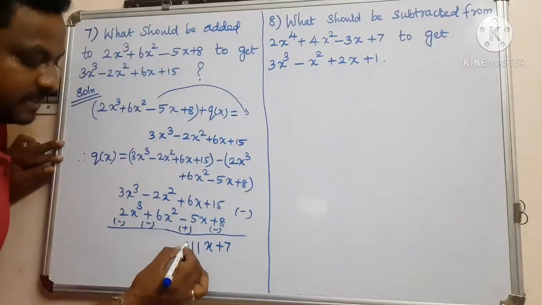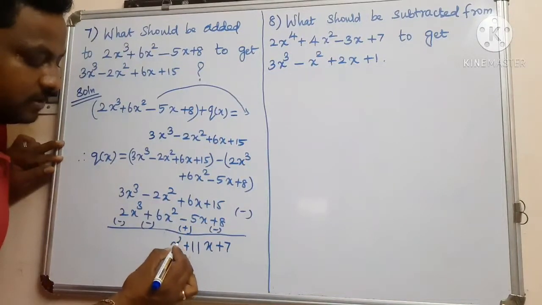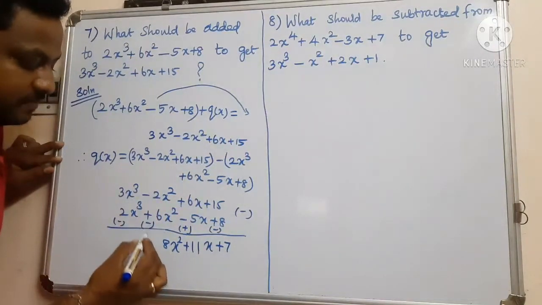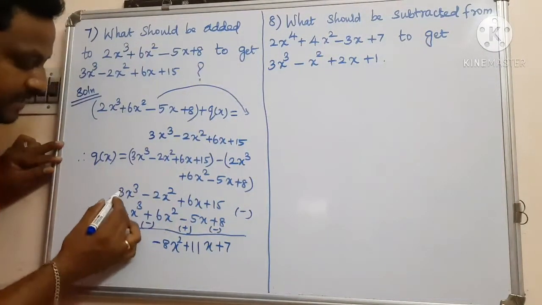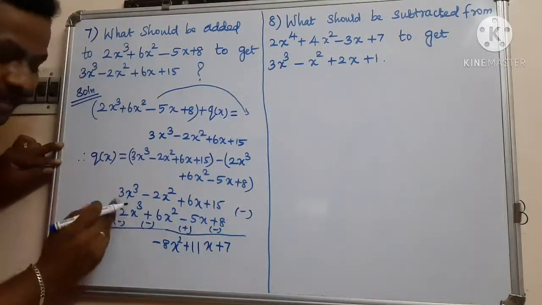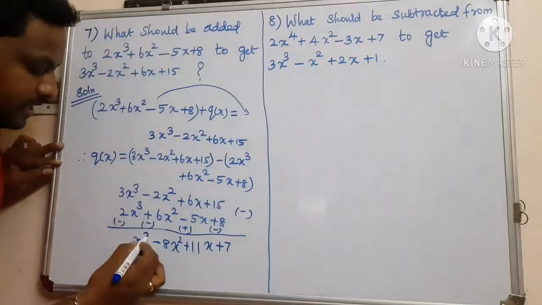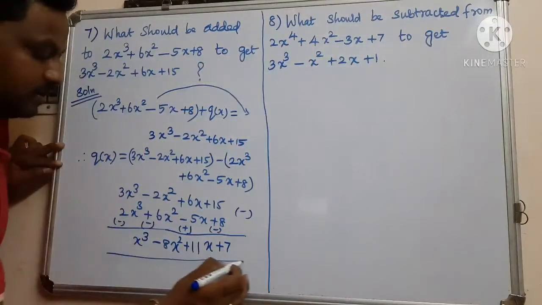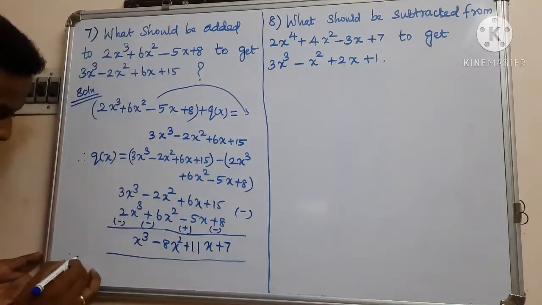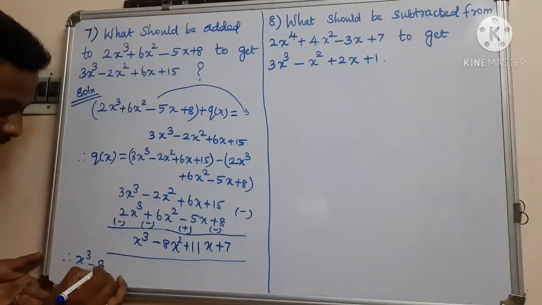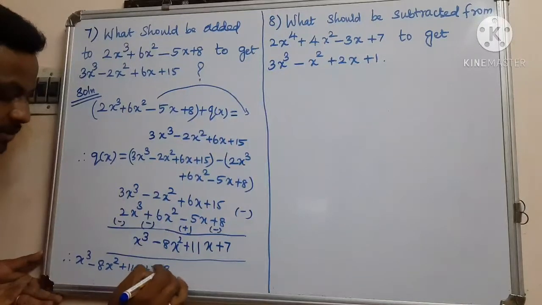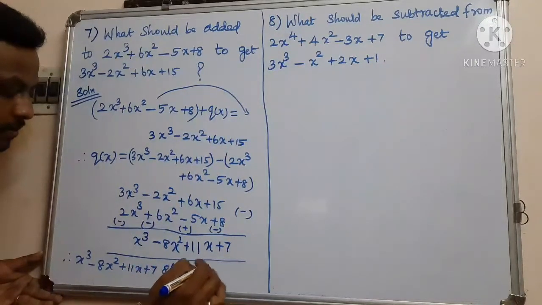So highest number symbol is plus. X square is a common variable, then both are minus, so you should add 6 plus 2 is 8. The highest number symbol is minus, so minus 8x. So 3 minus 2 is 1. You should write, or no need to write, just write x cube. So this is the final answer. So therefore x cube minus 8x square plus 11x plus 7 should be added.